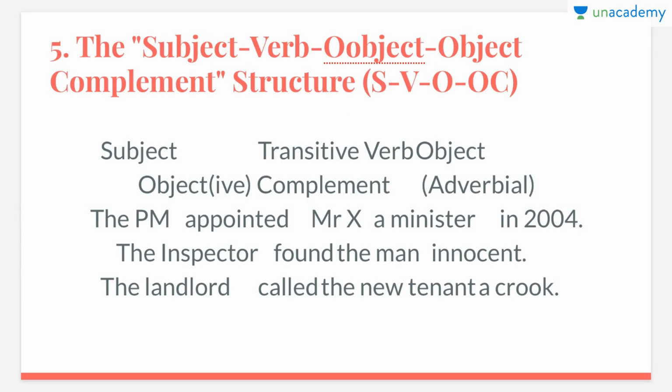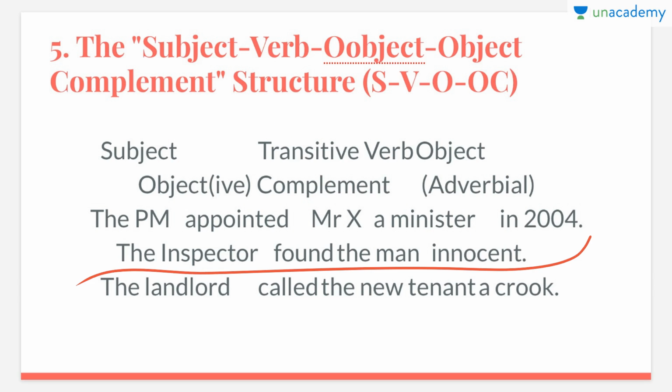The subject-verb-object-complement structure. This is the last one and the most complex and complicated. It is S, V, O, OC. This is the main formula for it. S stands for subject, V is the verb, O is the object, and OC is the object complement. The PM, the subject, appointed, the transitive verb, Mr. X, Minister X can be anyone, the object, and complement. In two is the adverbial.